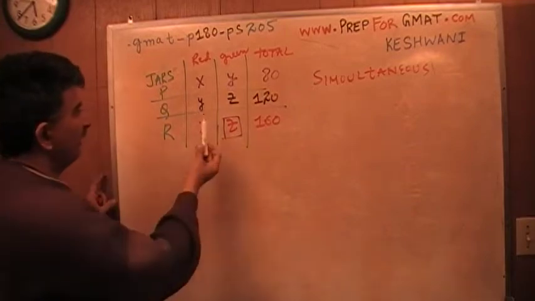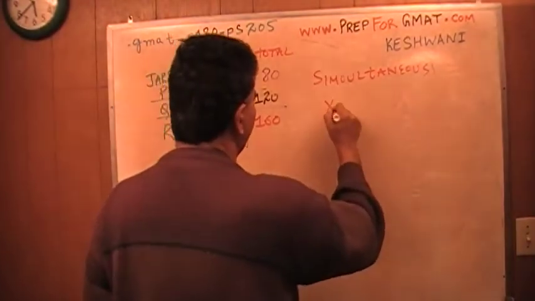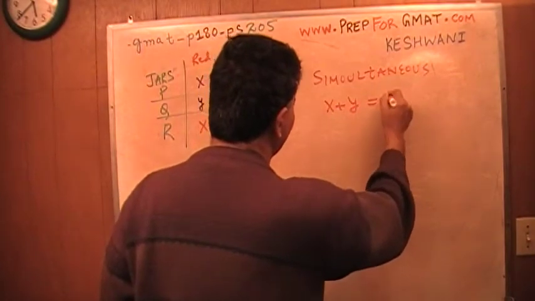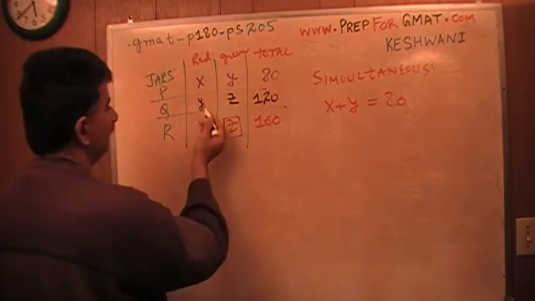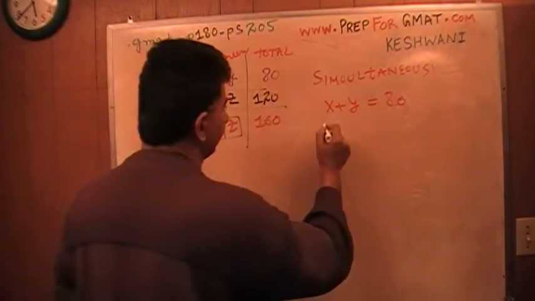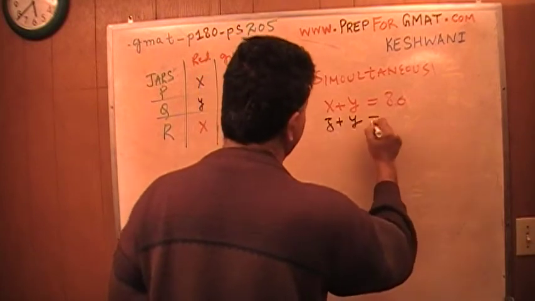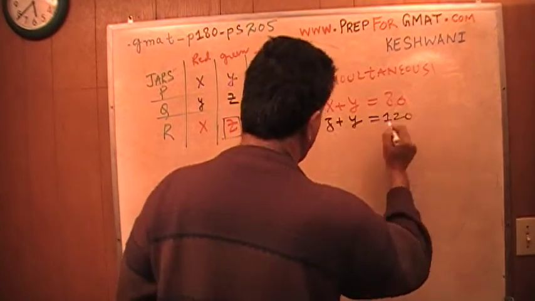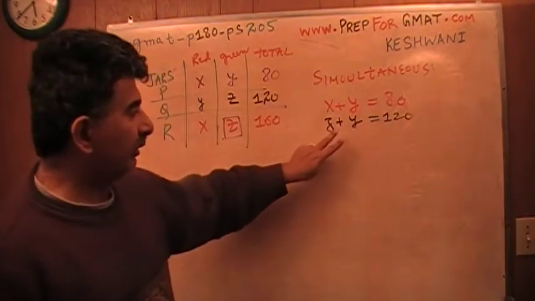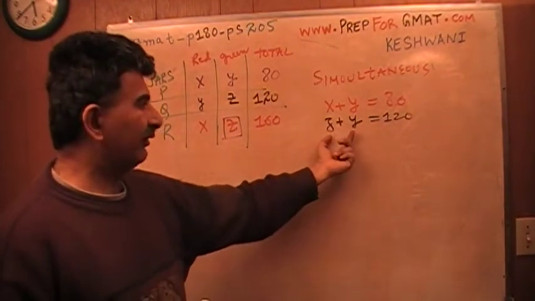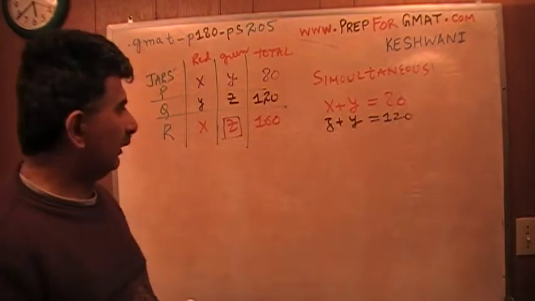The first equation that we have is x plus y equals 80. Let me write that down here. X plus y equals 80. The second equation that we have is y plus z equals 120. Notice how I wrote them in a reverse order. It's y plus z, but I wrote it as z plus y so that I can put y underneath the y.